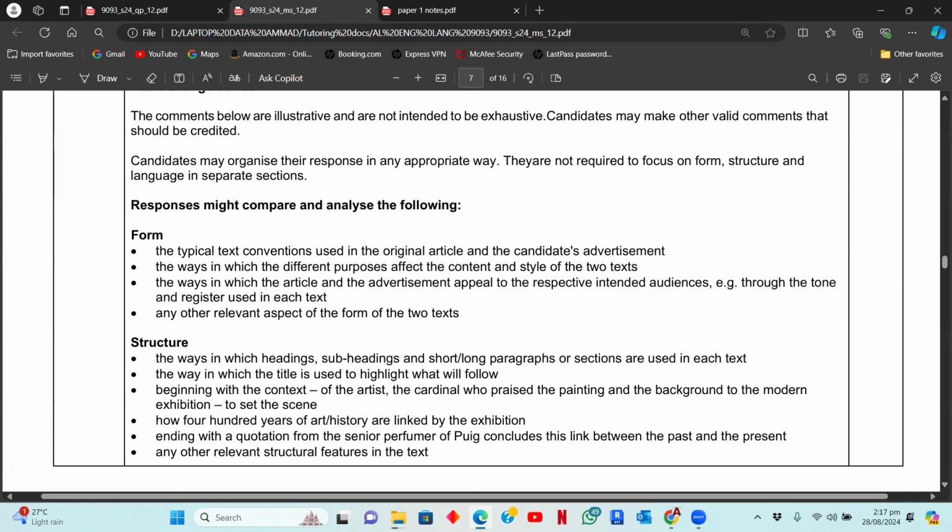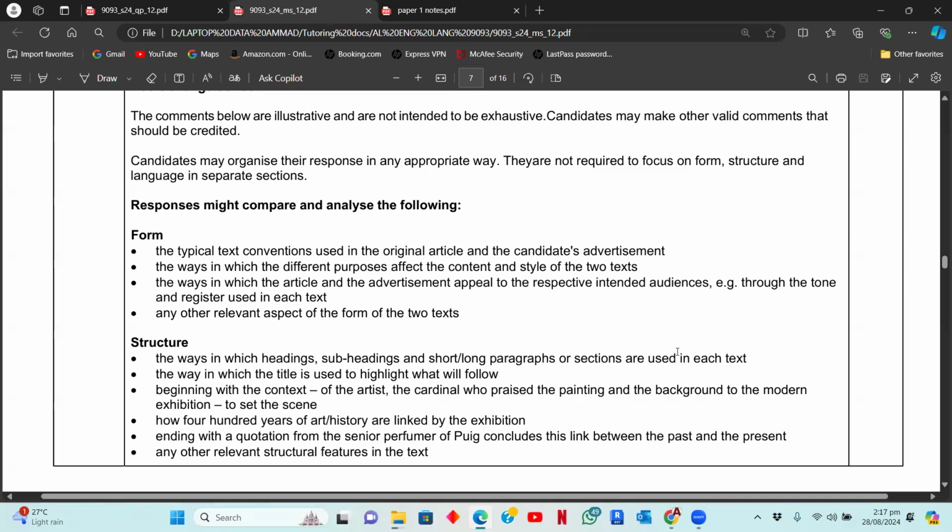For structure, the ways in which headings, subheadings, and long and short paragraphs are used in the text. You can maybe write about how there are some very extended paragraphs where there's a lot of information. Writers may write just two to three liner paragraphs where the information is very important and they just want to grab the attention, right? So you have to see that structure is a literal, tangible representation of how all of it is there on paper.